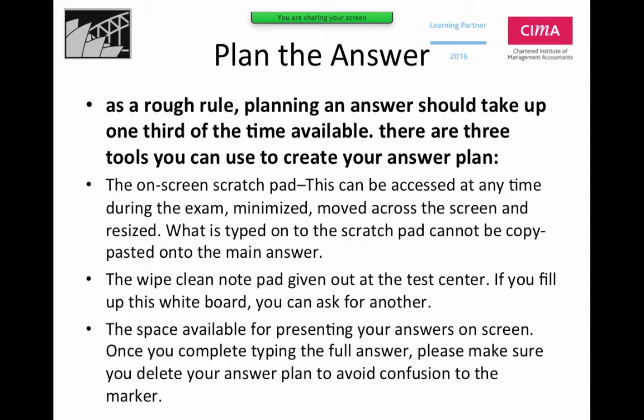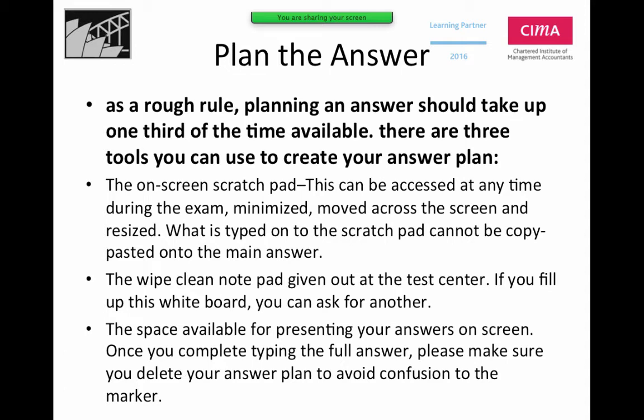There are 3 tools that you can use. First, the on-screen scratchpad, which you can access during the exam. What is written on the scratchpad, you cannot copy or paste into the main answer. So that is one thing you have to remember. Second is a wipe-clean notepad given out at the test center. Once you fill it up, you can ask for another one. The third is the space available for presenting your answer on the screen.